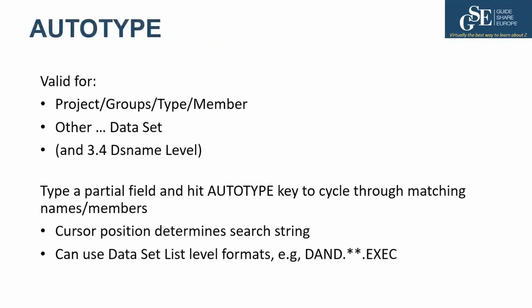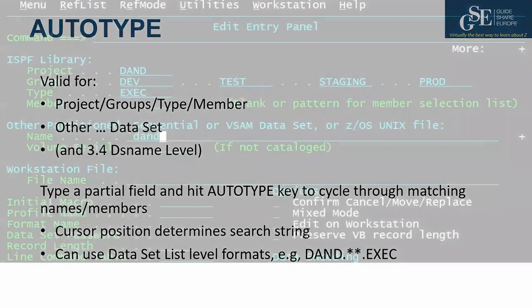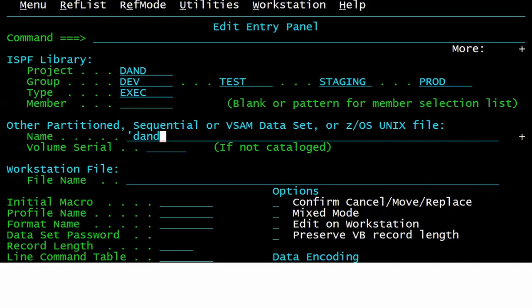Autotype can be used to save you some time in both the library area and the other data set name, and as well in 3.4. If you set autotype to a PF key and you start typing a partial data set name or member, it will let you find the next one automatically. So here I just started with my prefix, hit autotype, it brings the next one up, and I keep hitting until I get the one I want.